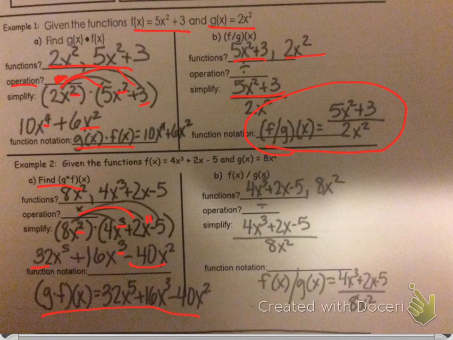And then you divide them here, so we're going to divide f of x by g of x. And notice we don't have any like terms we're able to divide, so you can't simplify the ones that don't have like terms. So therefore we just end up having f of x divided by g of x equals 4x to the 3rd plus 2x minus 5 over 8x squared.